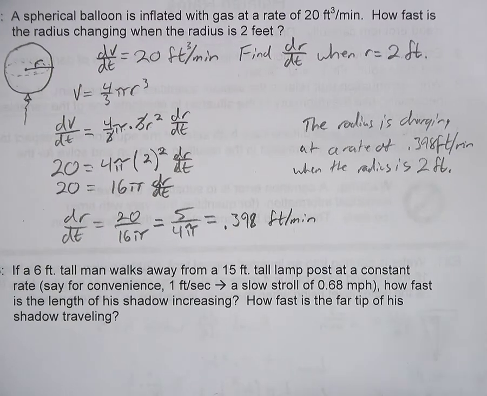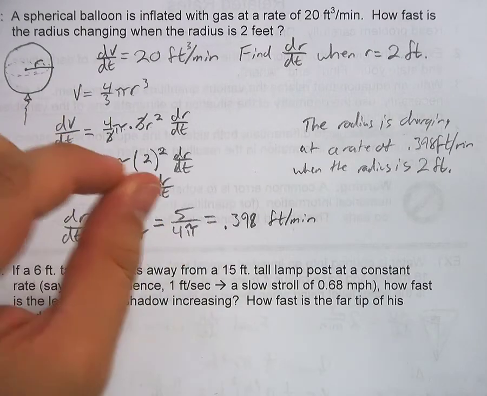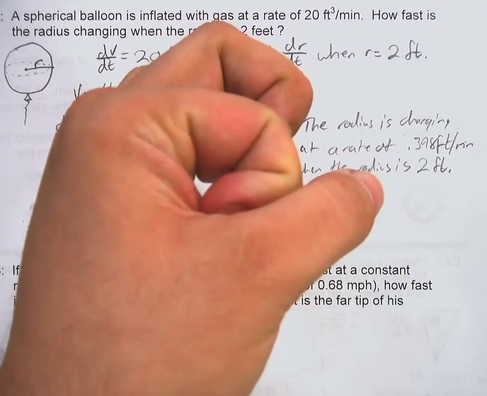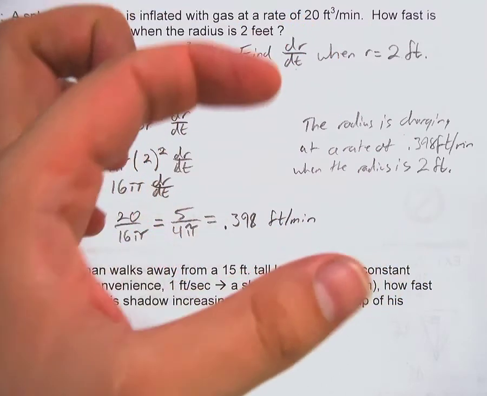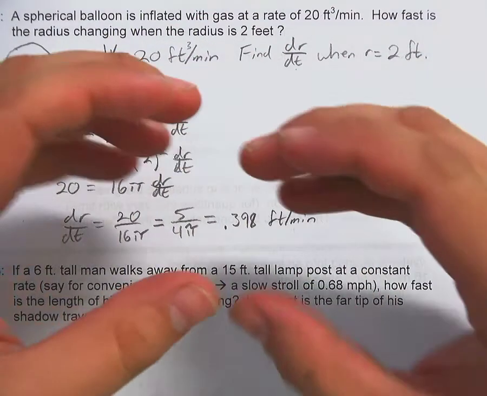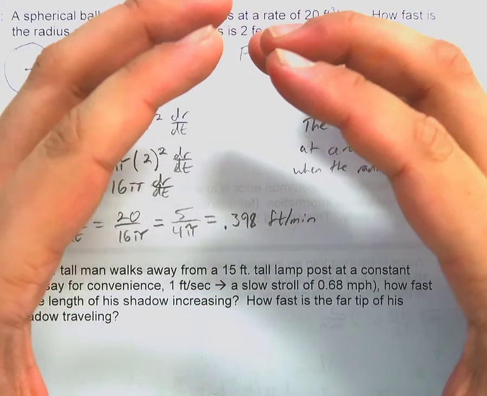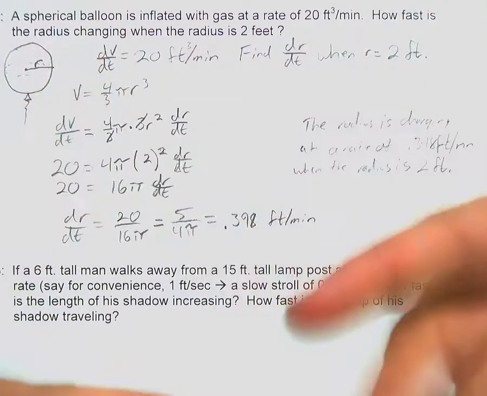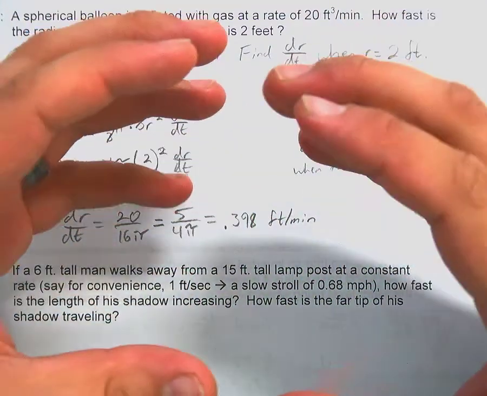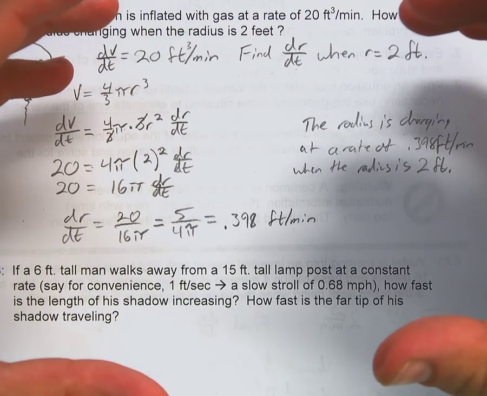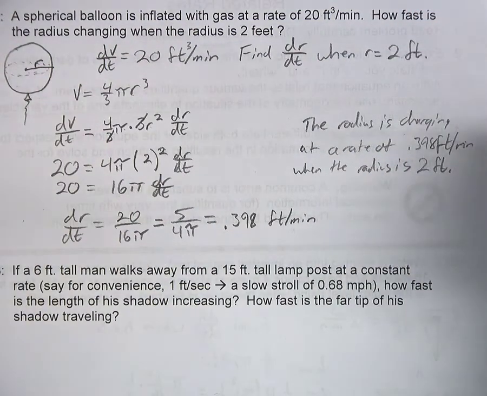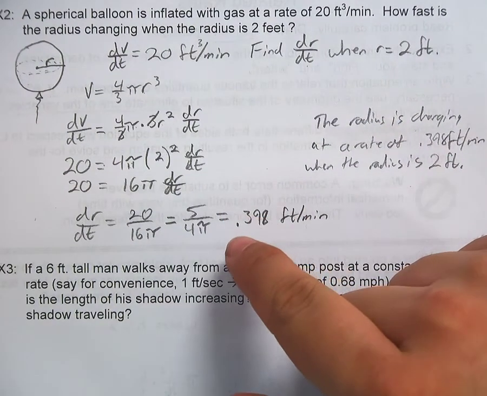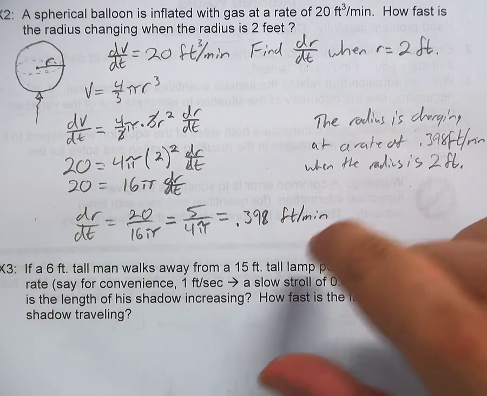That's okay, though. Again, think about this. When you first start to blow up a balloon, your radius is really little. Then all of a sudden, whoa, it starts growing really quick, and it keeps growing. But notice that the more air you get into a balloon, the slower its radius grows, because you're filling up volume. So when the radius is 2 feet, pretty big balloon, the rate that it's growing at is 0.398 feet per minute.